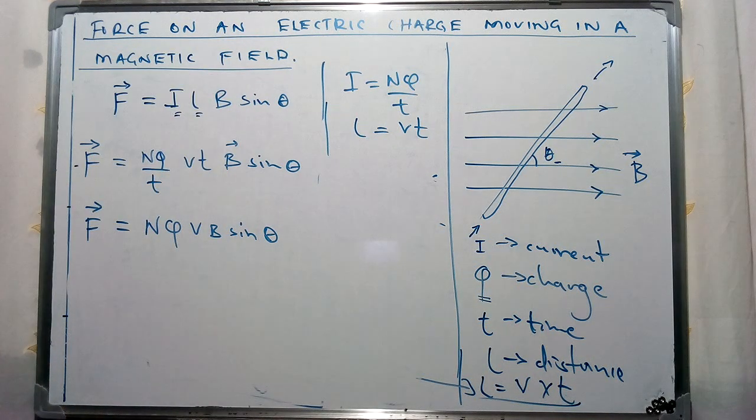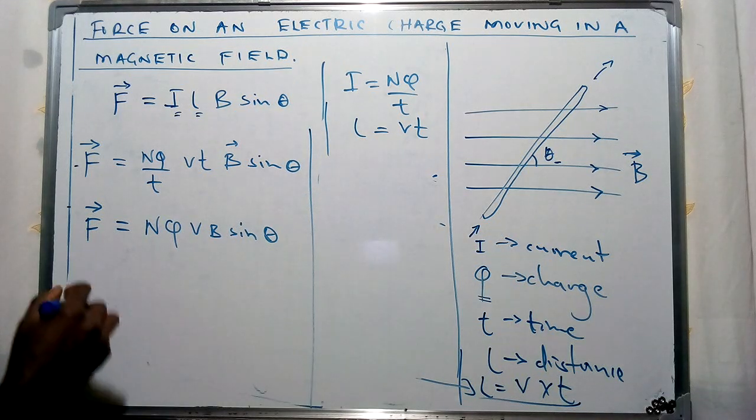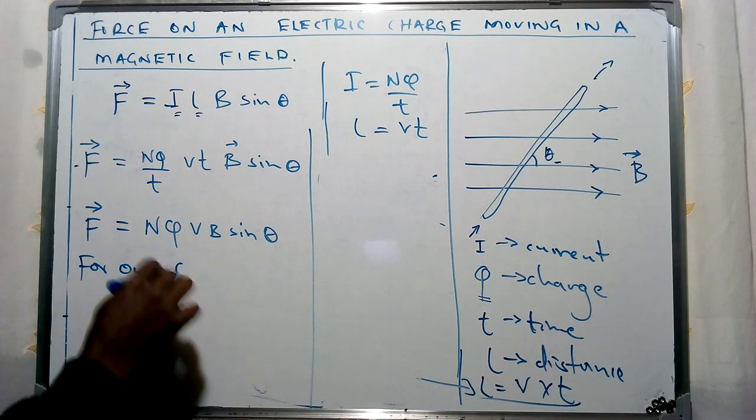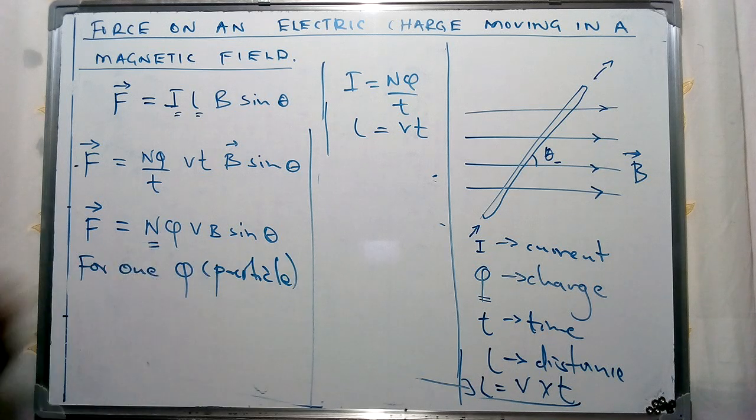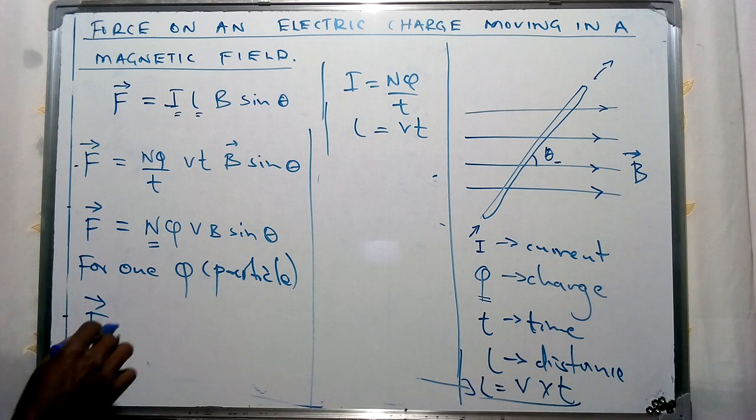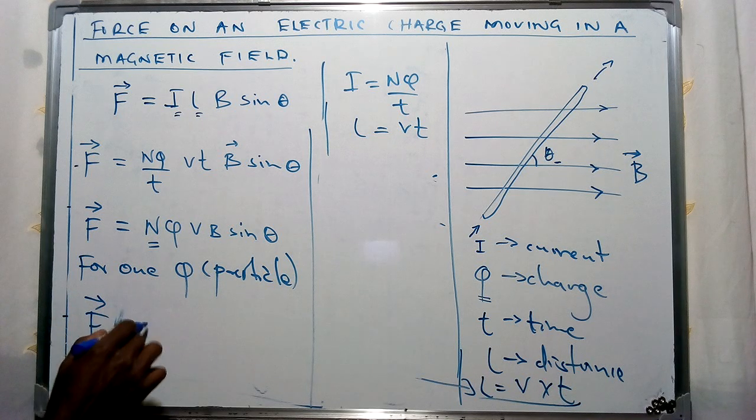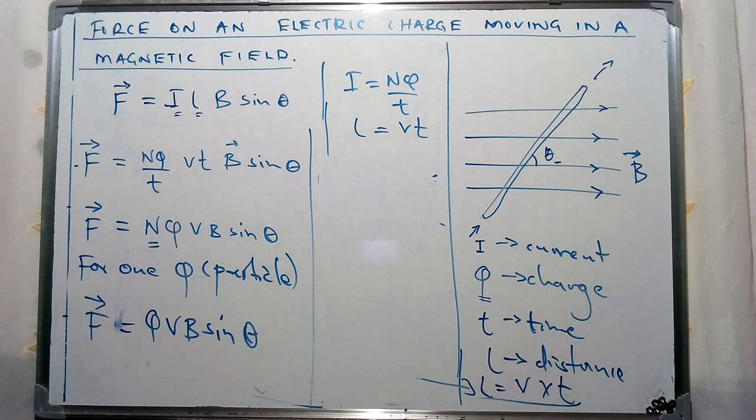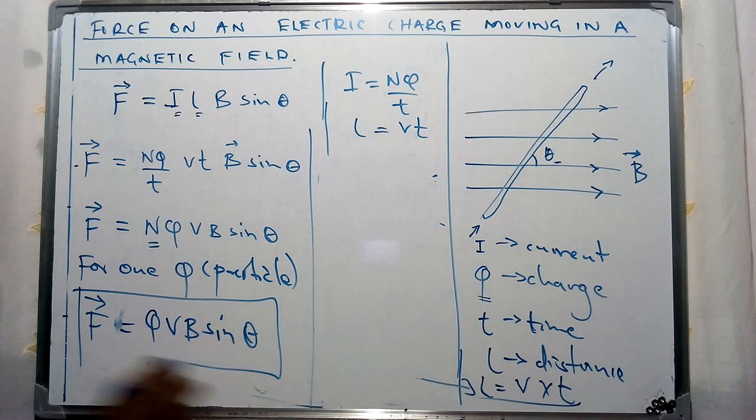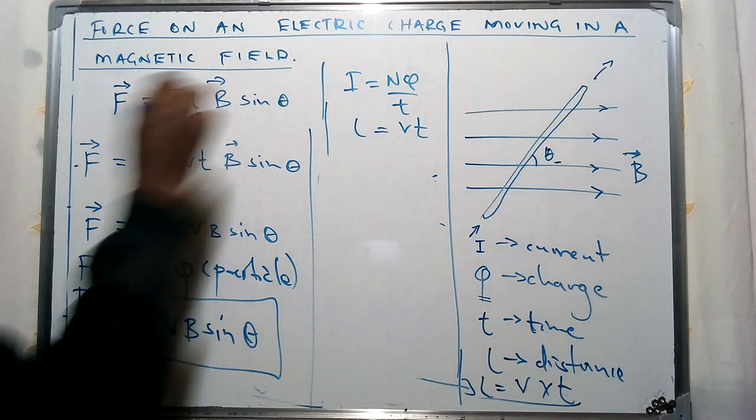So if we consider one of them, then we can have this relationship for one particle. We can have this by eliminating the n number of particles, and then we are going to have the force given in terms of qvB sine theta. And this is the equation that is going to give us the magnitude of the force exerted by a magnetic field on a particle which is moving at a velocity v in a magnetic field.